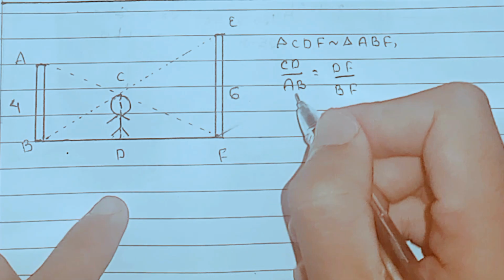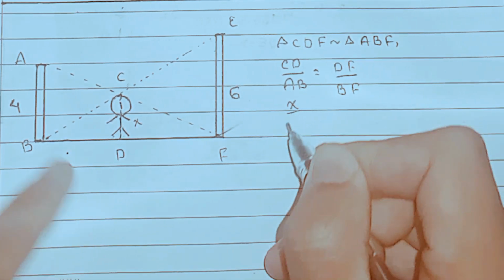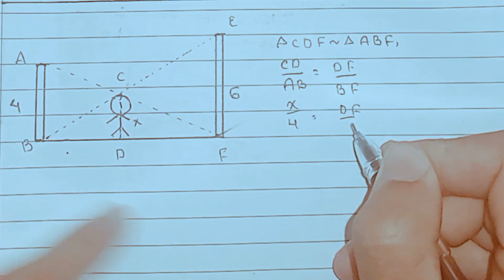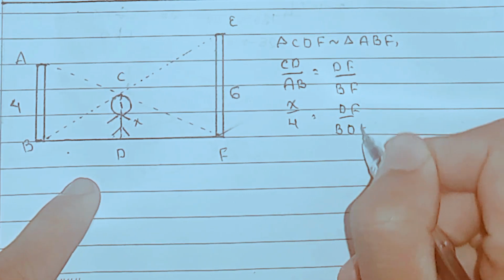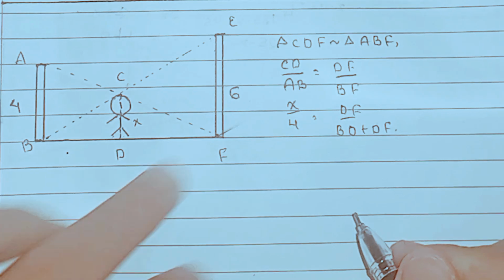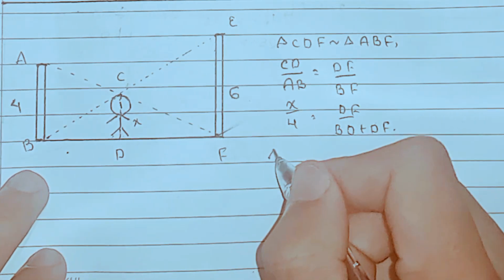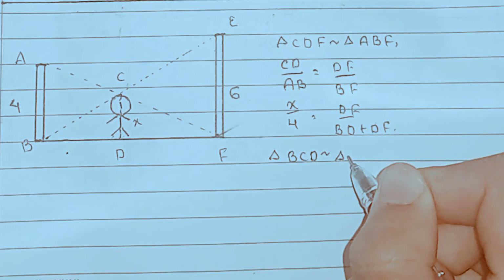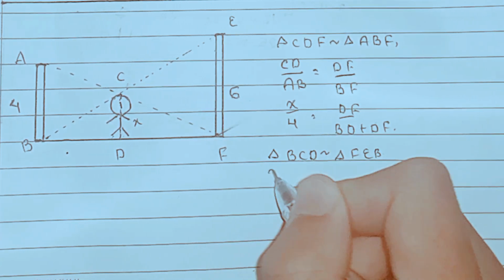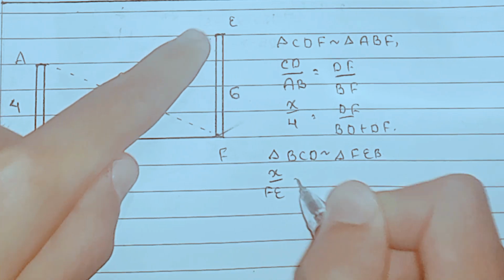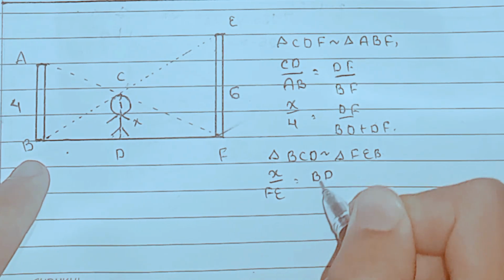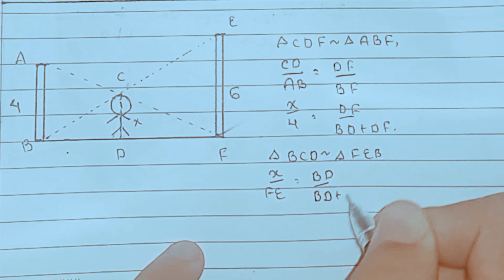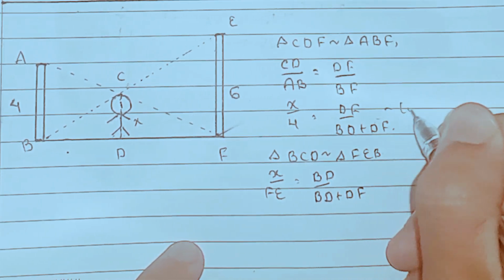So CD right here, let's assume it as X, so X upon AB, AB equals 4, equals DF upon BF. DF is not given, and BF can be written as BD plus DF. Again, now moving from this side, triangle BCD is similar to triangle FEB. So again, X upon FE is equal to BD upon BD plus DF. So this is equation 1, this is equation 2.